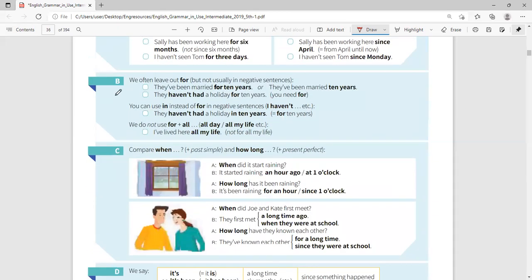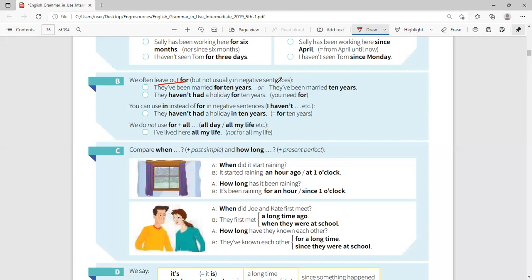The point of part B is just a clarification: don't always think that when I use the word for, you must always use for. There are times when for is a must, and there are times when you can choose to omit it. So remember, we often leave out for, but not usually in negative sentences. If you want to say, for example, I have been in Kenya for 10 years, you can still say, I have been in Kenya 10 years. It's not a must to put the word for.